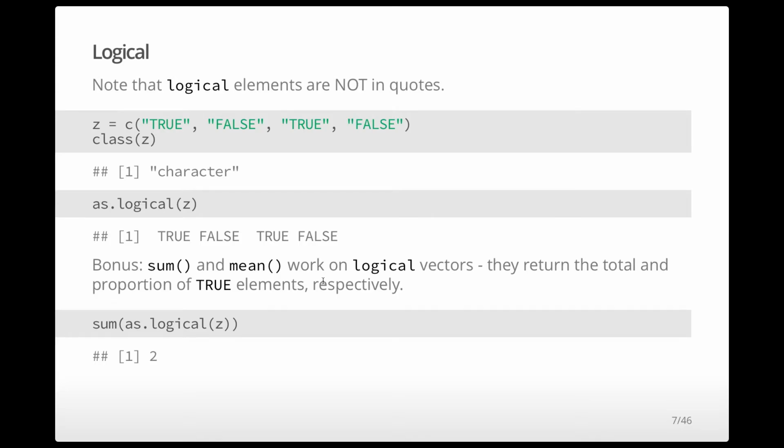Okay. So with logicals, you can use sum. It treats trues as ones, falses as zeros. If you take the mean, that is the proportion of trues. If you take the sum, that just takes the ones and sums them up.